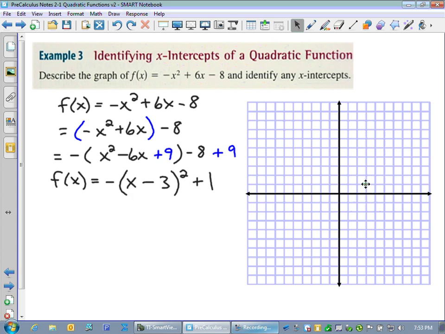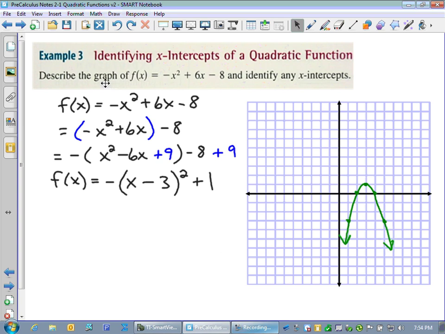So from the vertex, I'm going to go over 1 and down 1. That's going to give me another point. And of course, don't forget the symmetry gives me another free point. And then also from the vertex, if I go over 2, I'm going to go down 4, which will give me that point. And of course, because of symmetry, we also get that point. So here's 5 good reference points. Just draw a nice smooth curve through them, and you have your graph.